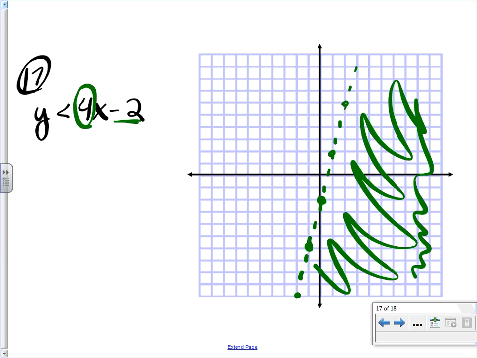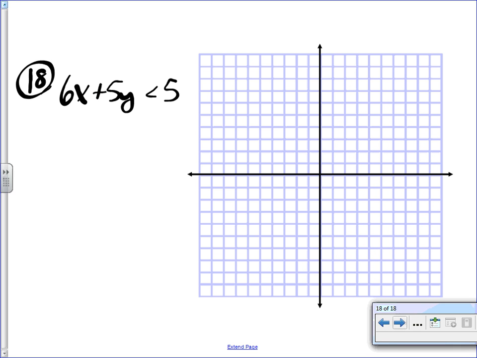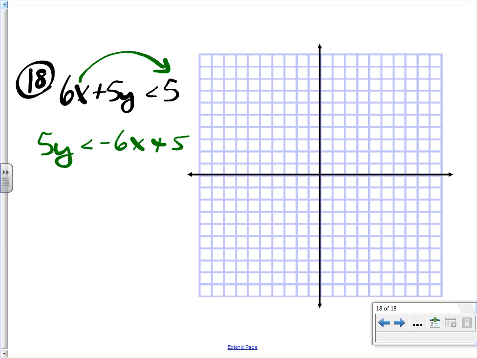All right, we got time for one last one here. Let's take a look at number 18. 6x plus 5y equals 5. Before I can graph it, I've got to get that y by itself. So I'm going to do like I was doing earlier. Move that 6x to the other side. I'm subtracting it, which is why it's a negative 6x.